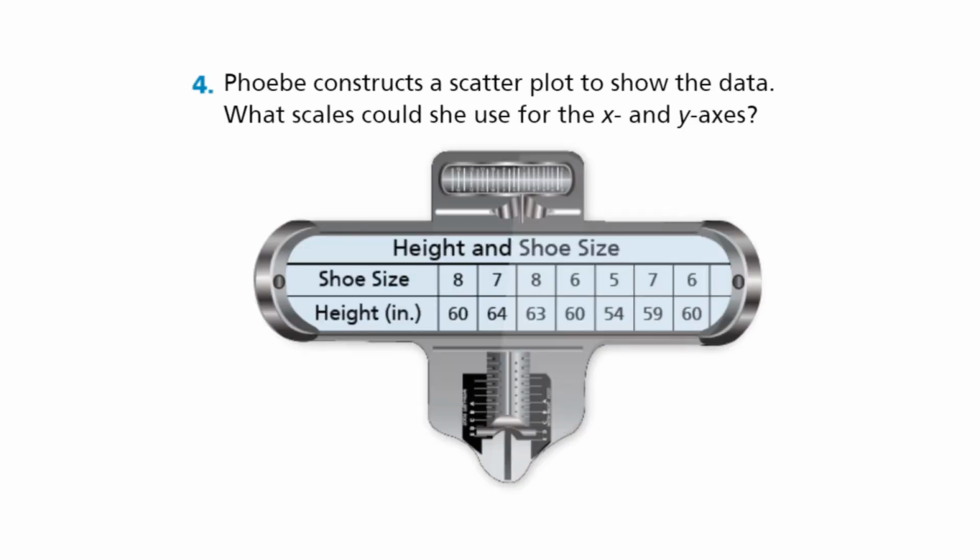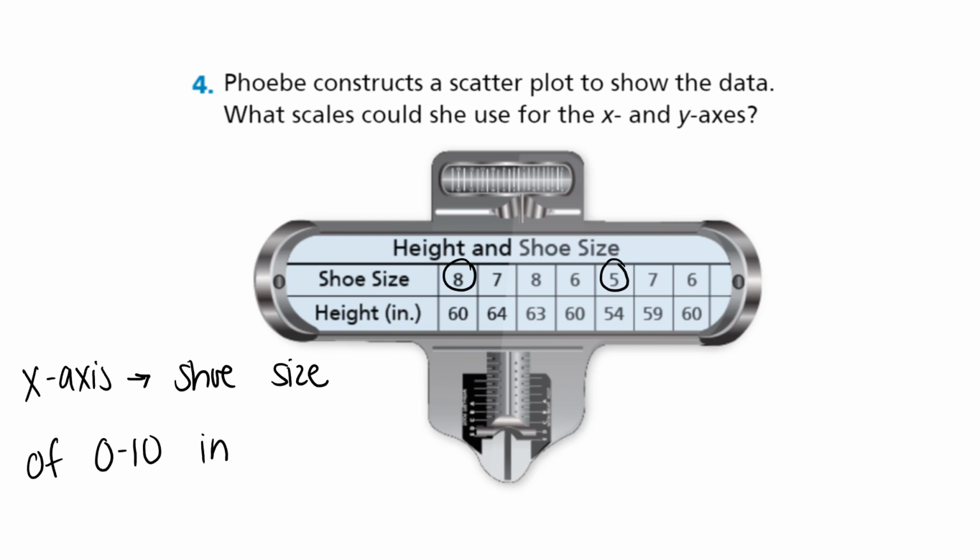Number 4. Phoebe constructs a scatter plot to show the data. What scales could she use for the x and y axis? For our x-axis, which would be our shoe size, our smallest value is 5 and our largest value is 8. So we could do a scale of 0 to 10 in 1 unit marks, counting 0, 1, 2, 3, 4, 5, 6, 7, 8, 9, 10.